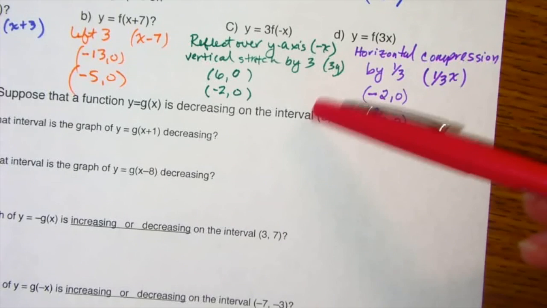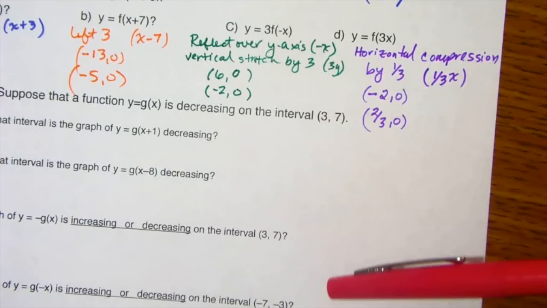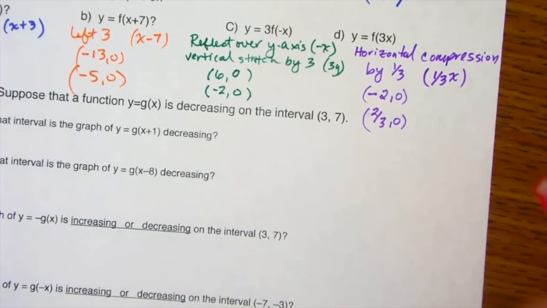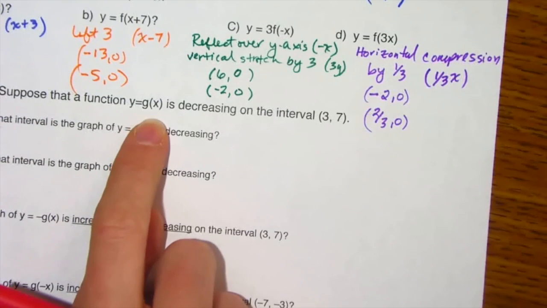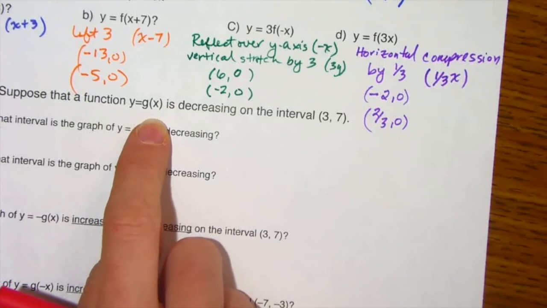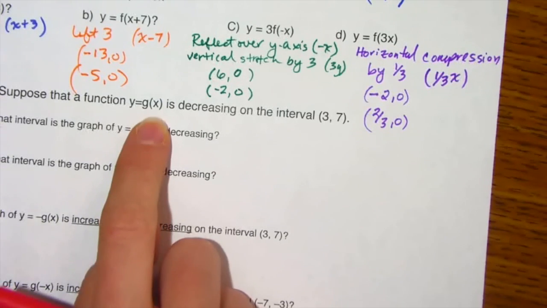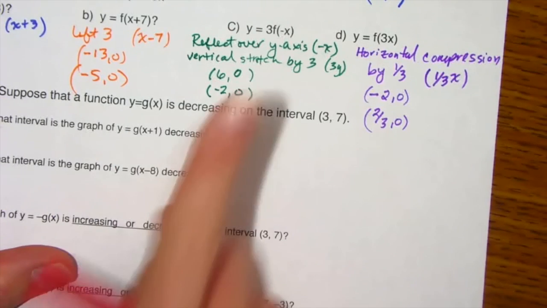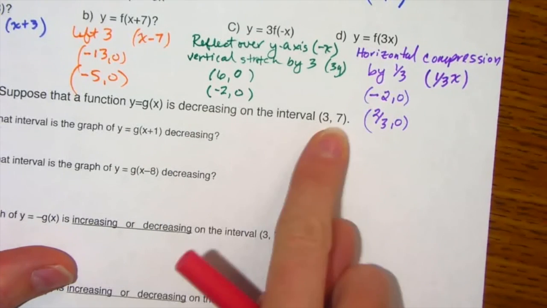For this next thing, I think it's going to be really helpful to draw a sketch of a random graph. And I say random because they give us this function g of x, and we have no idea what the function is. It could be square root, cube root, x squared, like we don't know what it is, right? But the one thing we do know is that it's decreasing on this interval.